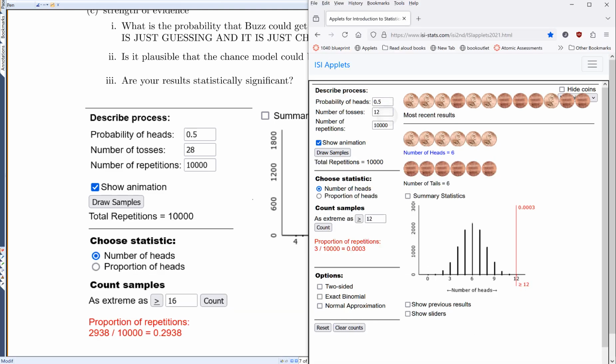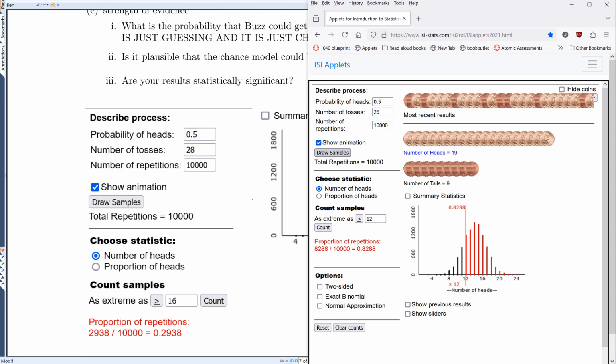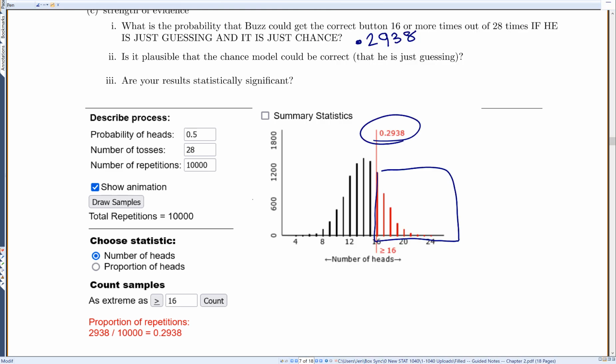Let me pull up the applet just to show you. So my probability of heads is 0.5. We're doing it 28 times. I'm going to do it 10,000 times, so I'll click Draw My Samples. Okay, and I wanted to do anything as extreme as 16. And it looks like this time we got 28.68. Okay, again, every time you simulate, you'll be a little bit different. We're just hoping that we're all pretty close to somewhere around 0.29. If you don't like this fact that it changes a little bit each time, you could do 100,000 tosses. Theoretically, we would want to do 1,000,000 or 1,000,000,000 tosses, but that does take a while.